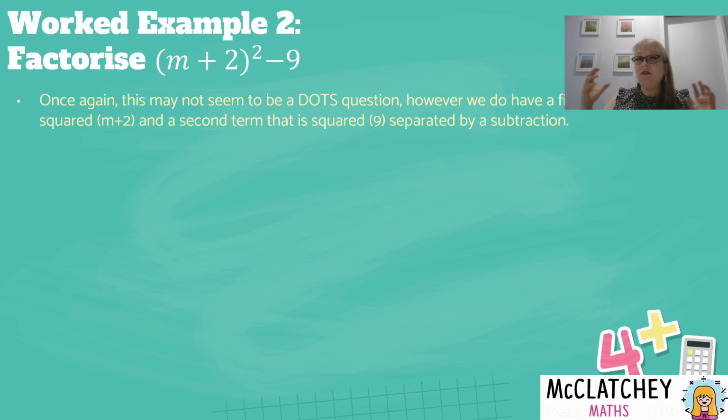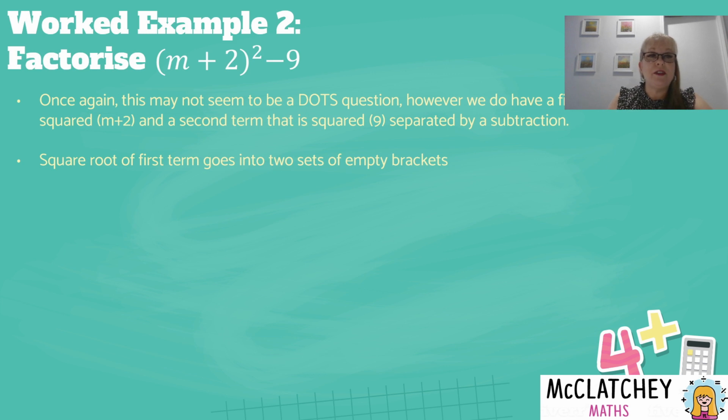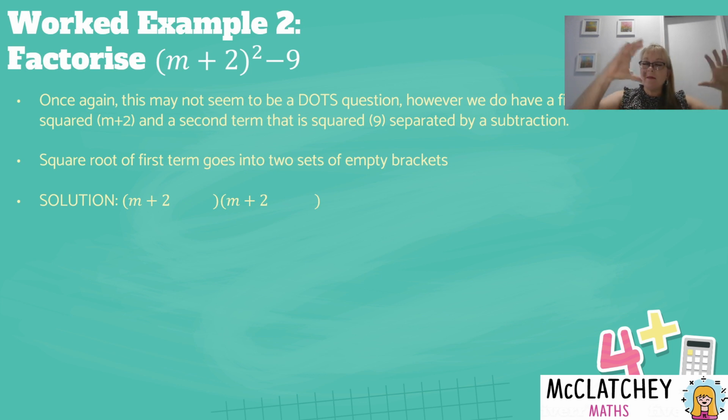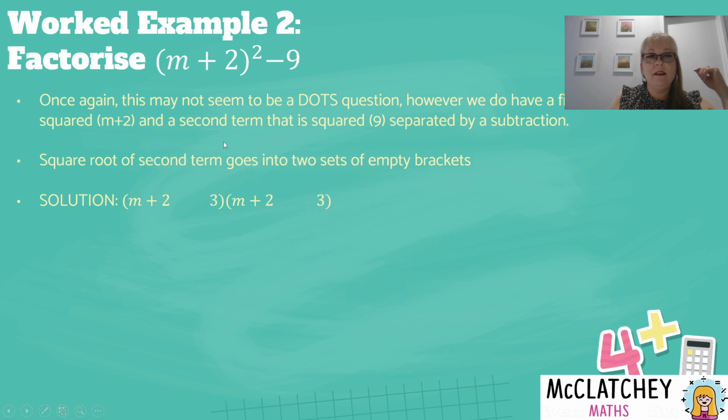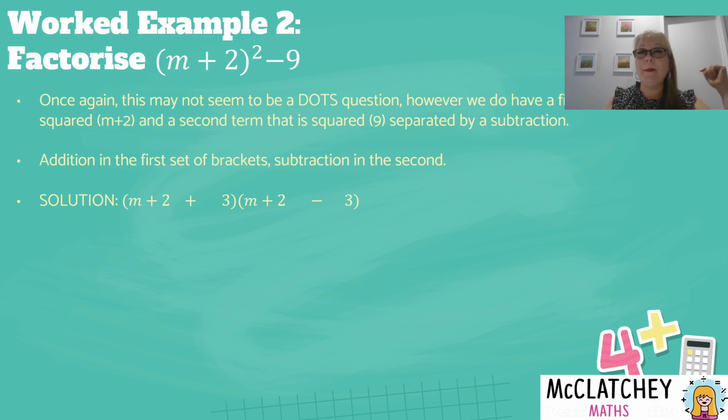So once again, to follow that pattern, we take the square root of the first term, square root of the second term, separate them with a subtraction sign. So the square root of the first term, this first term is all of what's in brackets, n plus 2. So we're going to put that into two sets of empty brackets. Remember, when we expand out dots, we get something with a plus and something with a minus. Okay, so this one here, square root of that just simply takes that squared away. So we get n plus 2 in here, n plus 2 in here. And then the square root of 9 is 3. So that's going to go into the sets of empty brackets. And we're simply going to separate those now with a plus and a minus.